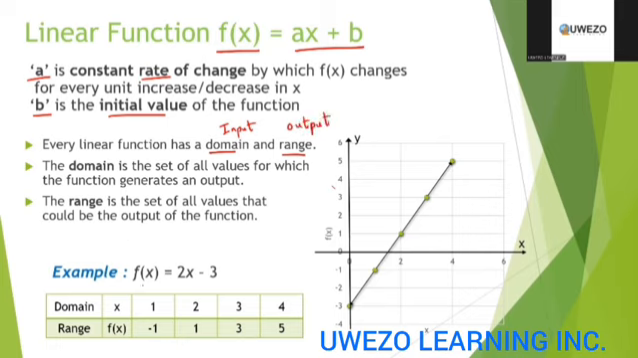For example, if we have f of x equal to 2x minus 3, the initial value of the function would be minus 3, which is also the y-intercept in the graph of the linear function. For the corresponding x values, we have the function values. All these points put together, we get a graph which is a straight line.